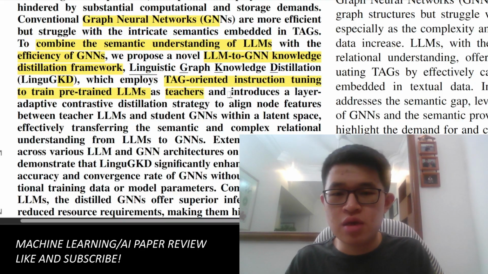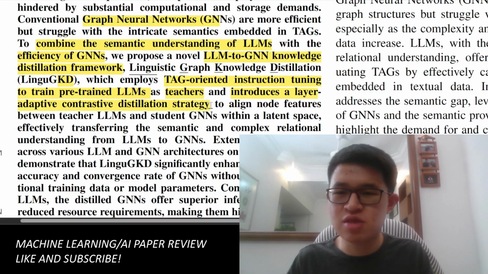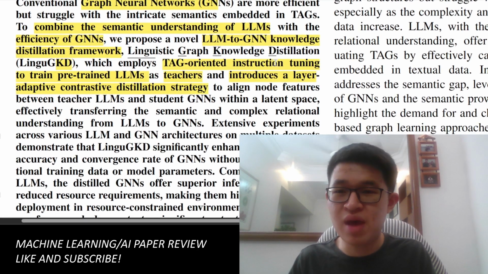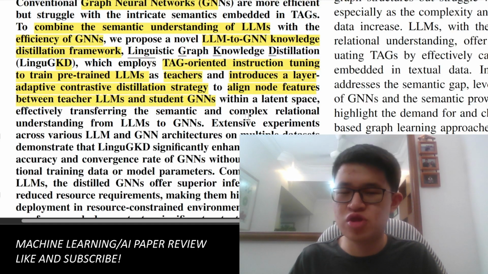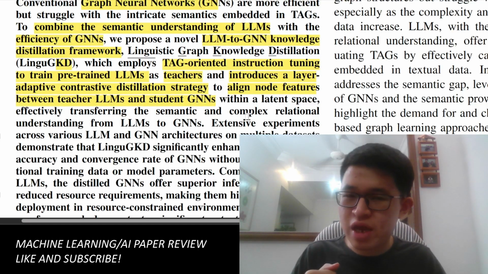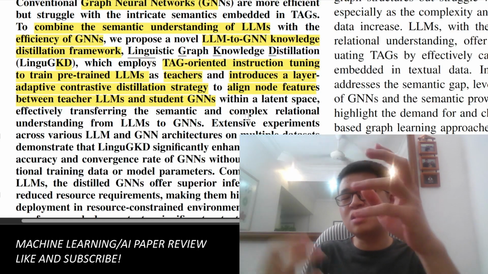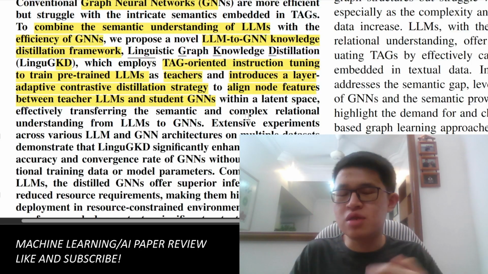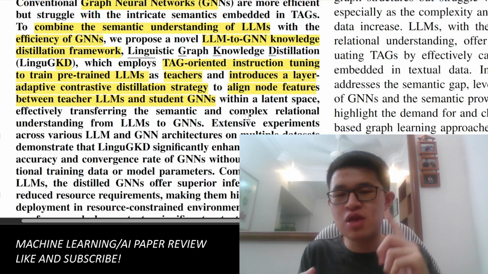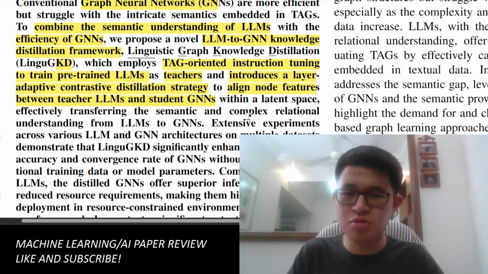And also they introduce a layer adaptive contrastive distillation strategy, and we will see what they meant by this in a second, so that they can align the node features between the teacher LLMs and the student GNN. Like I predicted, it's all about getting the information from the LLM into the GNN, so that you can have both an accurate and efficient model, right?